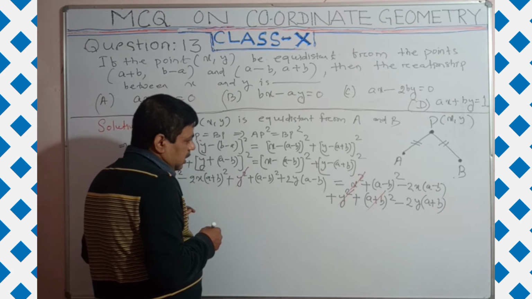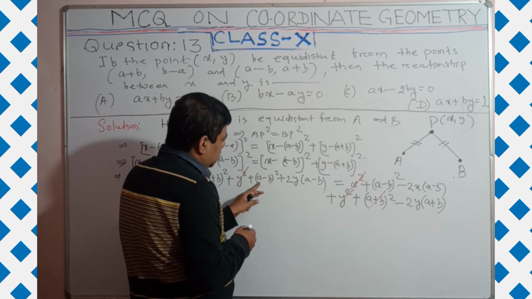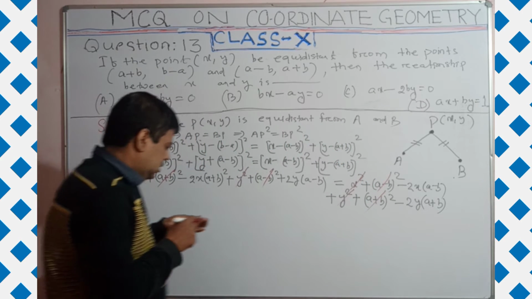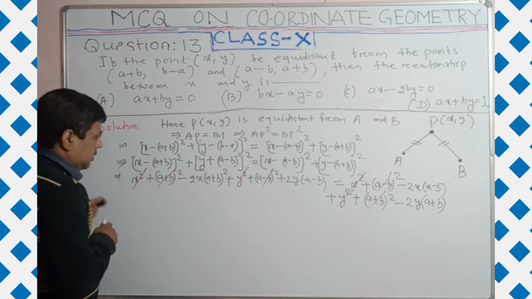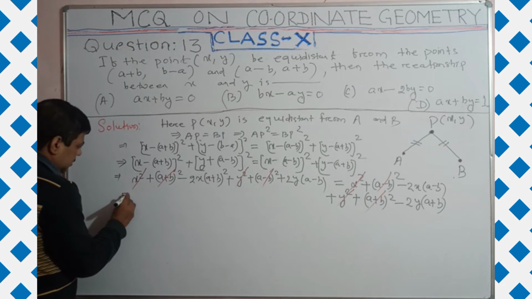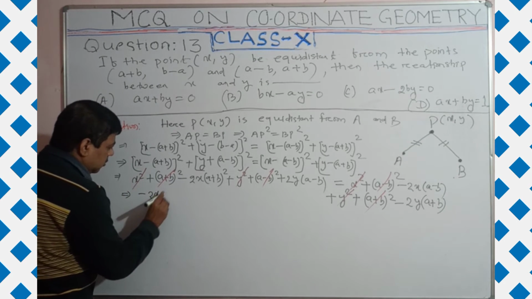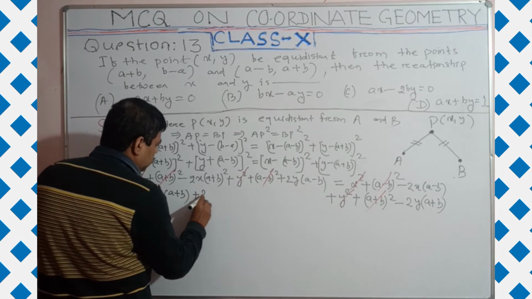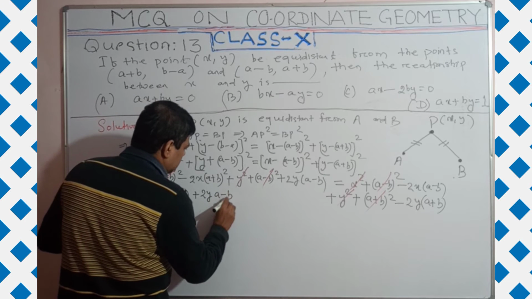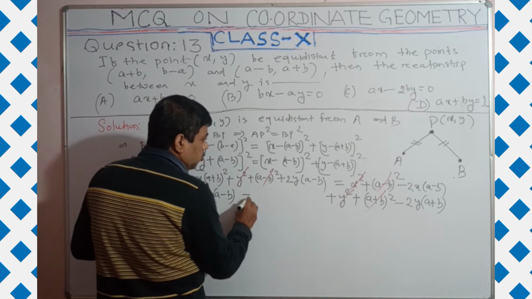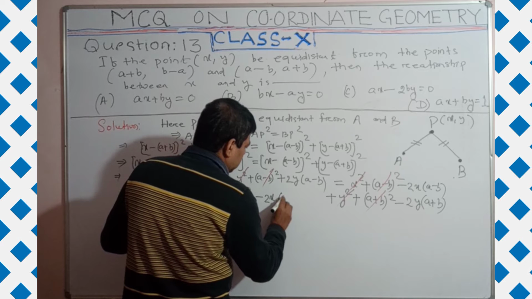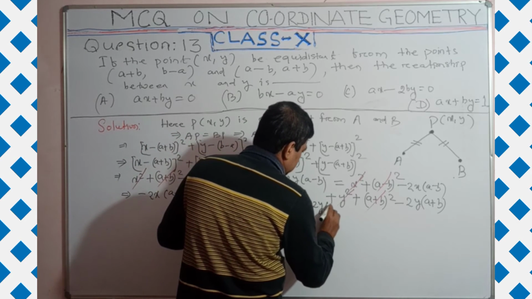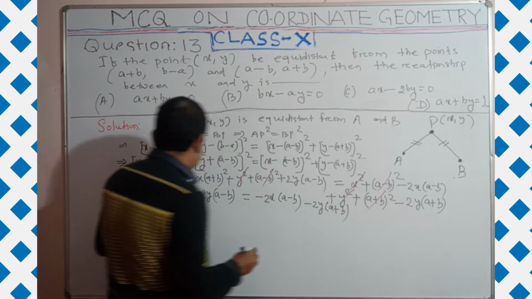Then what next can we cancel? You see here plus (a minus b) whole square. Here also plus (a minus b) whole square, we can cancel. Understand? Okay. So after cancellation you see here minus 2x into (a plus b) plus 2y into (a minus b) is equal to minus 2x into (a minus b) minus 2y into (a plus b). Understand? Okay. Is it clear?